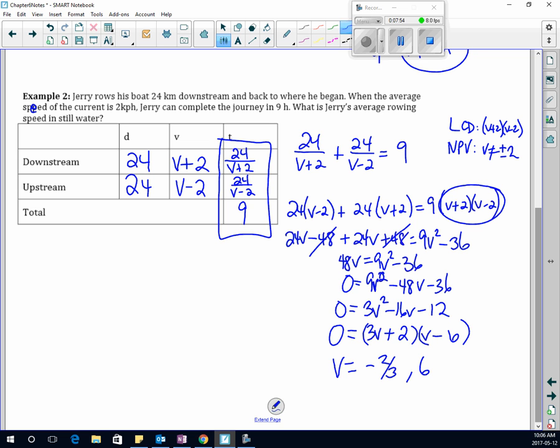So there is a restriction for velocity. Velocity would have to be positive. So the velocity would have to be actually greater than 2 based on the reason that we're subtracting 2 here. So because velocity has to be greater than 2, we will now reject negative 2/3, and our answer would be Jerry's velocity is 6 kilometers per hour. And make sure you have units, because otherwise you will lose some marks.